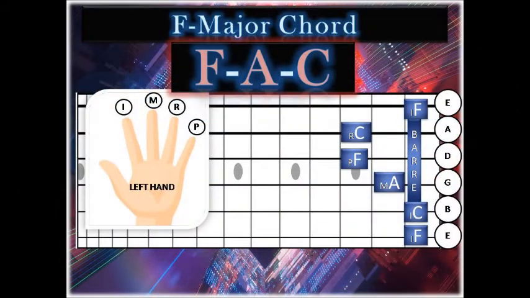Now, in the diagram, the first thing that I want you to notice is that there is written bar, the same bar that I have introduced to you earlier. The F major chord is the only chord that is not played with open notes because the notes that come under it don't have an open position.